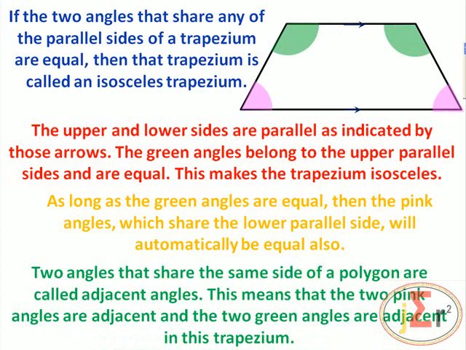Two angles that share the same side of a polygon are called adjacent angles. This means that the two pink angles are adjacent and the two green angles are adjacent in the trapezium that we have there. So, two angles are said to be adjacent if they share the same line.